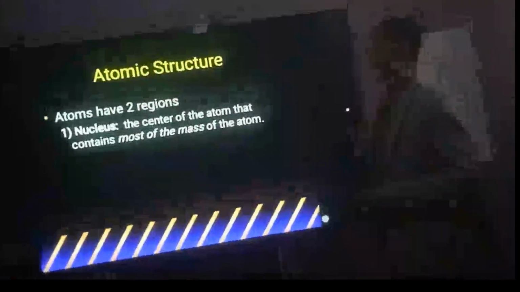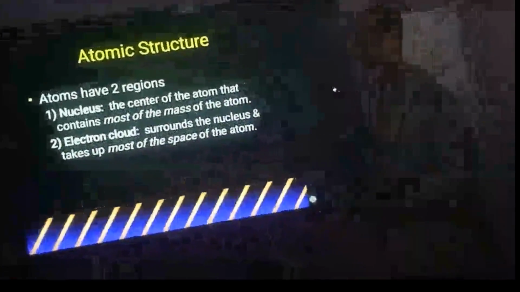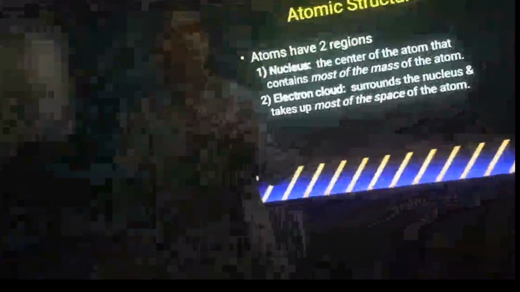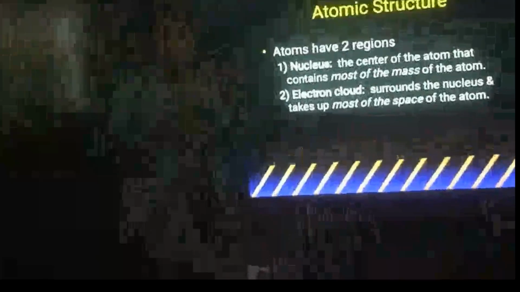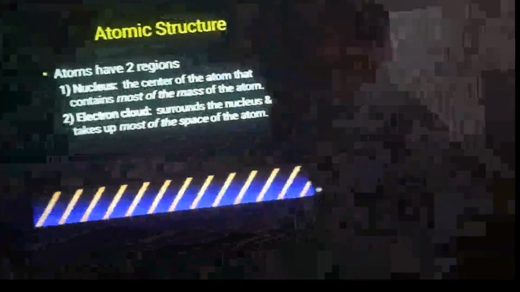The second region is called the electron cloud or energy shell. What is the meaning of the electron cloud? That means the electron clouds or energy shells surround the nucleus. And also the electron clouds or energy shells are the space where the subatomic particles called electrons are moving around the nucleus. We will discuss everything step by step and very clearly.